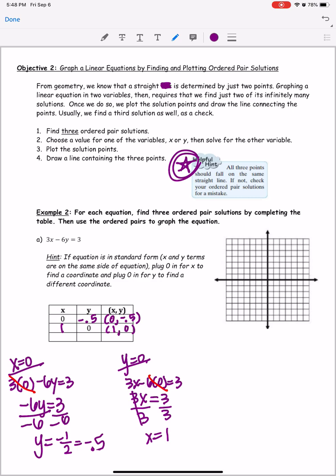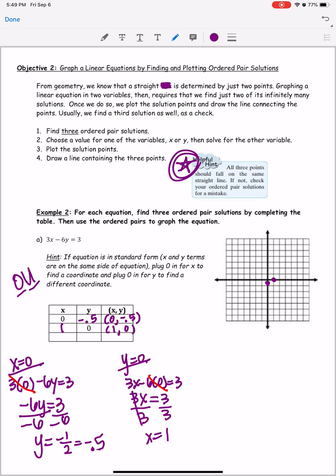And so we need 3 points here. Now, I'm going to go ahead and plot these two and draw my line through it. We've got 0, negative 0.5, so remember, go over side to side before you go up or down. So I'm going 0 left to right from the origin, and then 0.5 down. So it's in between 0 and negative 1. My next point is 1, 0. So I'm going 1 over, 0 up or down. So my next point is right here.